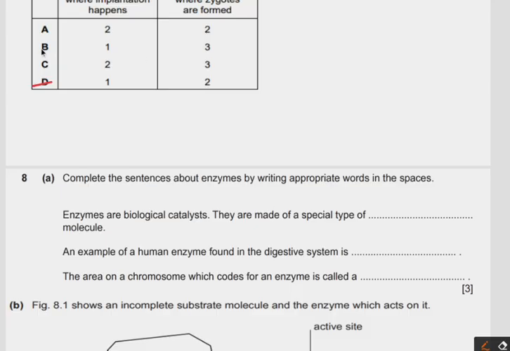The reason why B is not the answer is that B is the vagina. The vagina is where the semen or the sperms pass.